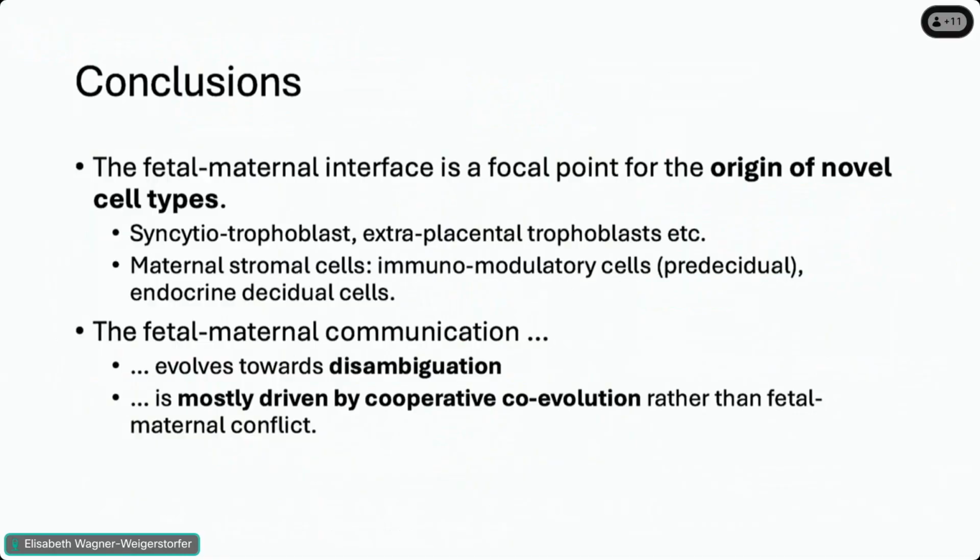Now with this I come to my conclusion, not too long. The fetal-maternal interface is a focal point for the evolutionary origin of new cell types. That is true both for the fetal cells, in the case of the trophoblasts, like syncytial trophoblasts, extraplacental trophoblasts, and so on. And on the maternal side, endometrial stromal cells like the pre-decidual cells, endocrine decidual cells of different forms, in particular in the rodents.